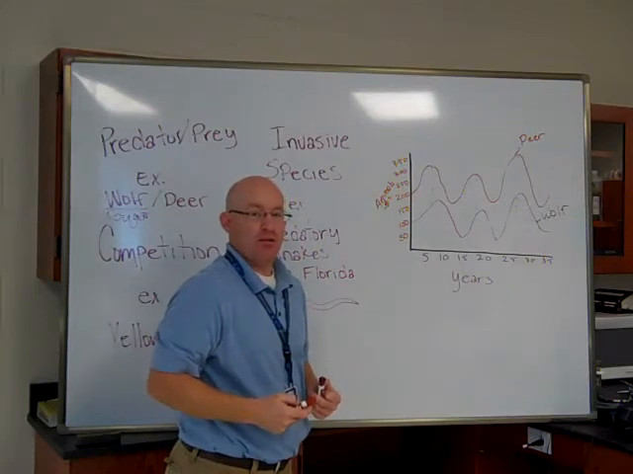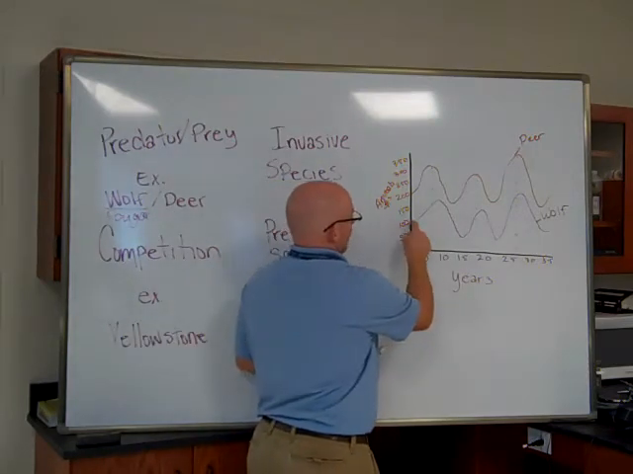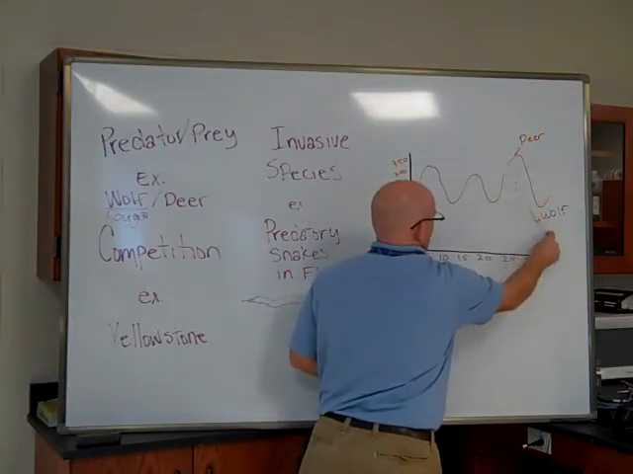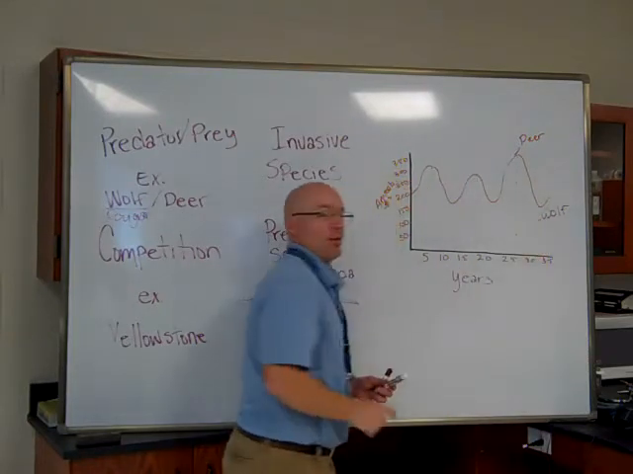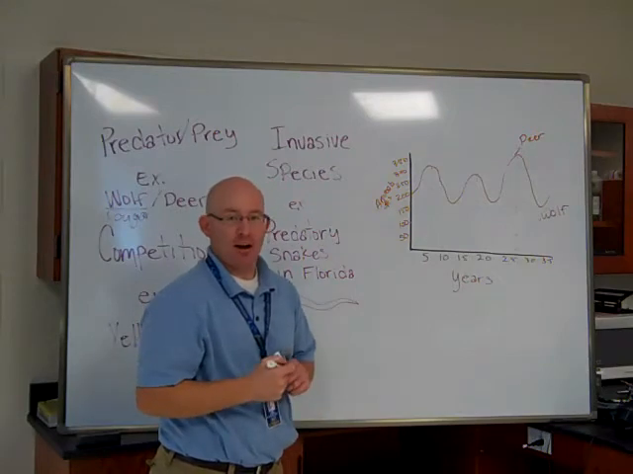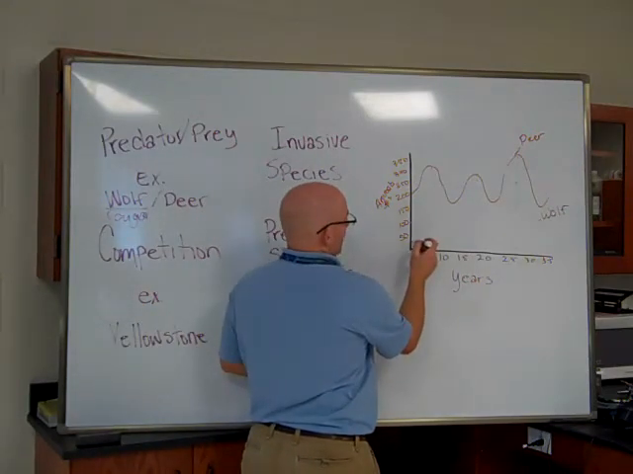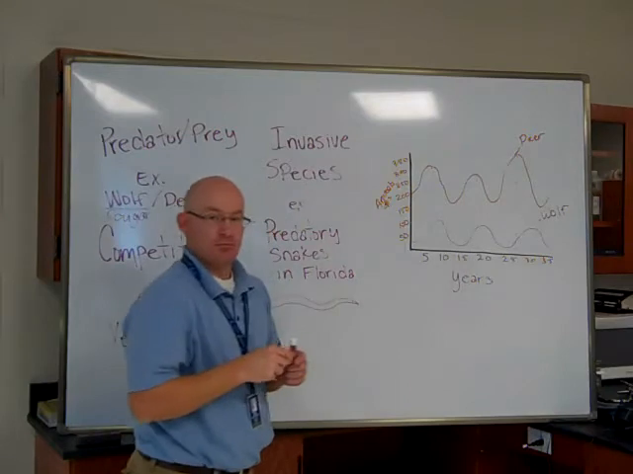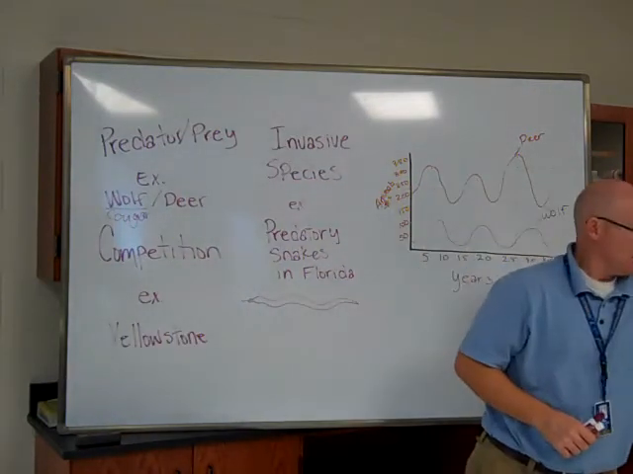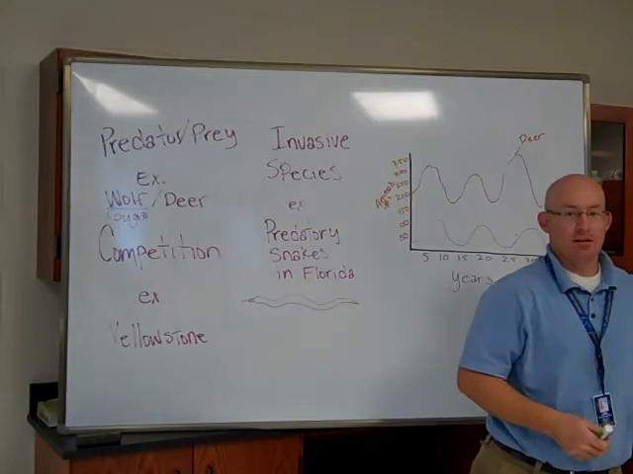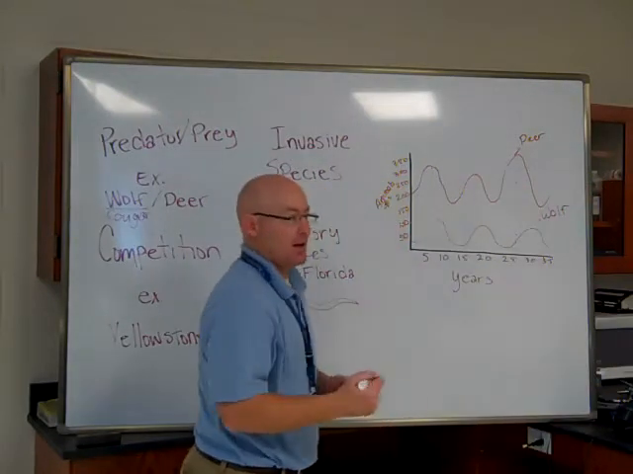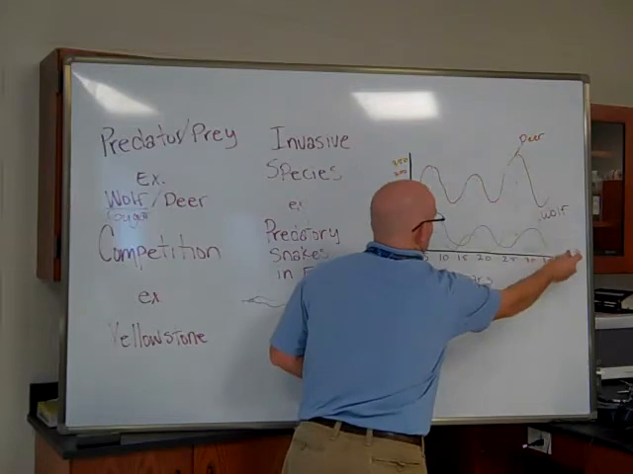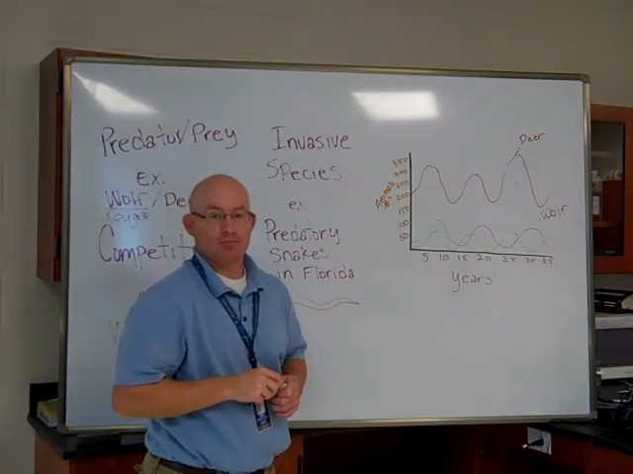If I have competition now, we should naturally see the line for my wolf change. There's only so many deer to go around. If my wolf is now competing with another predator, then my wolf numbers are going to fall down in a lower range somewhere. Now, also, I need to add another line for my cougar. So my cougar is also going to be down here somewhere competing for the deer.